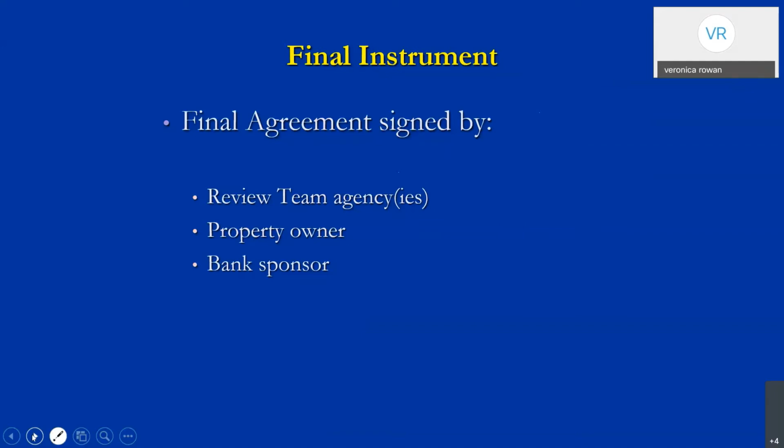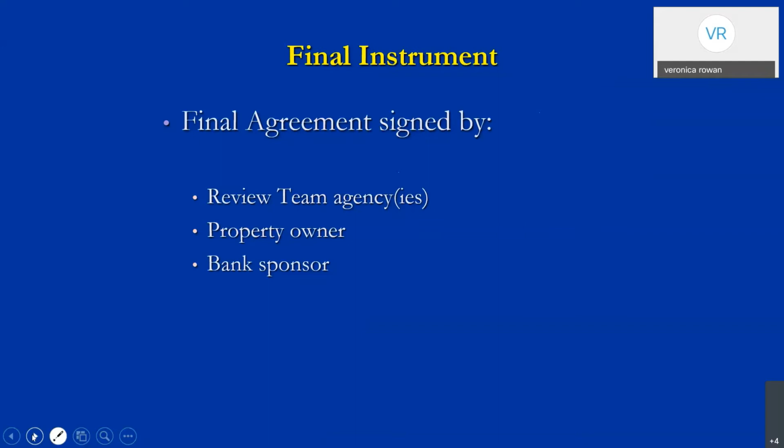So the final agreement is pretty simple. I mean, once you get down to the actual agreement that you're going to sign, basically it gets signed. It gets signed by the agencies that are going to be releasing credits for impacts to resources under their jurisdiction.